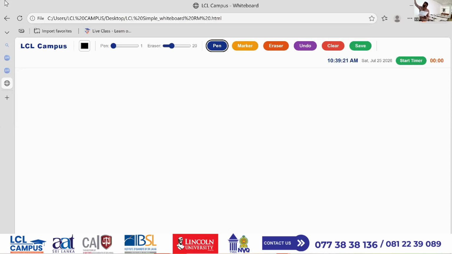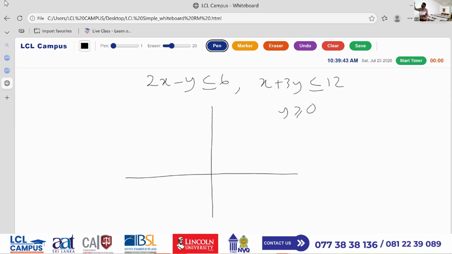Look at the two inequalities. 2x minus y less than or equal to 6. The other one, x plus 3y less than or equal to 12. Y is greater than or equal to 0. Now see, this is the Cartesian plane, x, y. Before going to shade the region for the inequality, you just want to draw all the 3 lines.